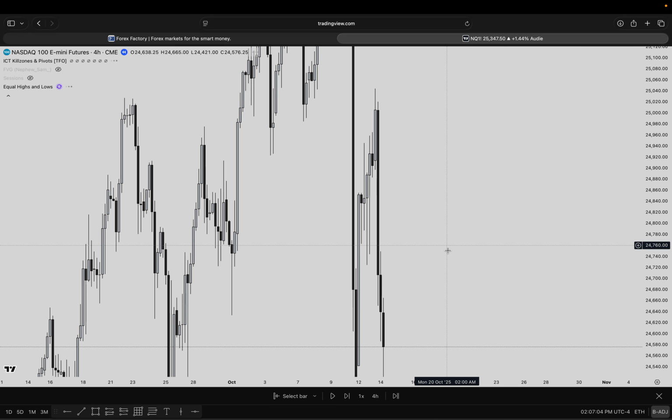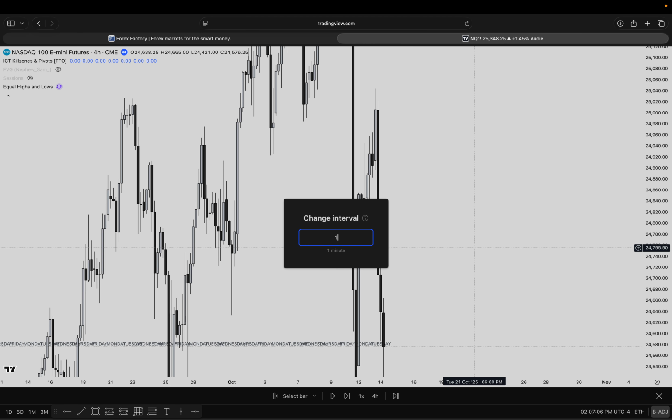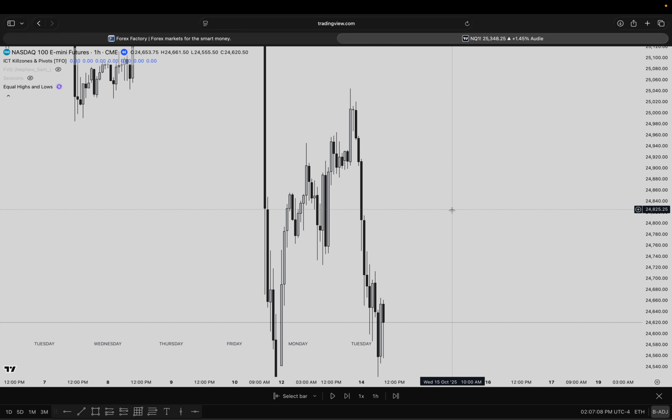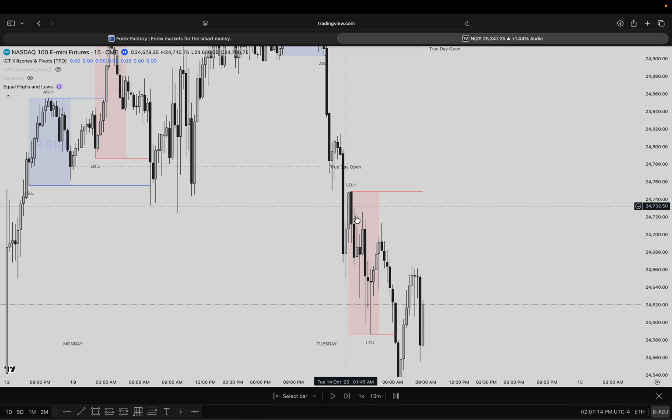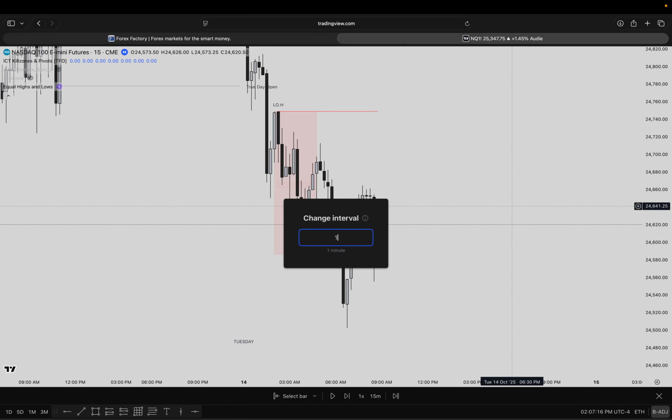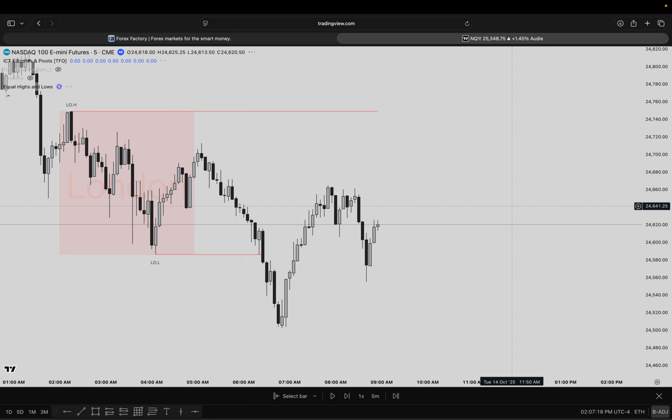Let's see, what else do we have real quick? We have a 4-hour up here. We have nothing on the 1 hour, but we have a 15-minute. So this internal high is actually also a London high. So this is a perfect draw on liquidity for the day. Now we just would wait for an entry.